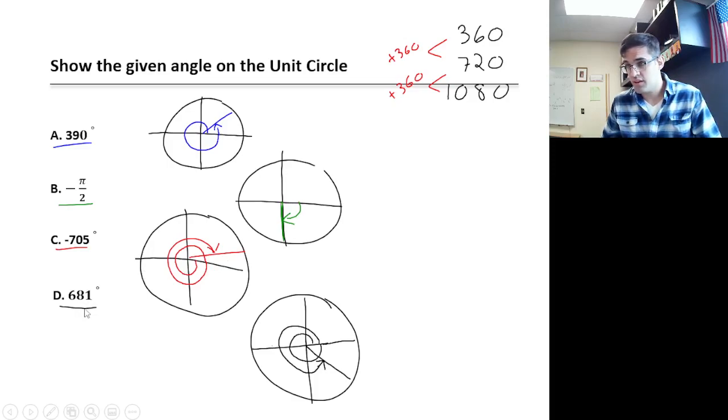681 degrees is about 39 degrees shy of 2 full rotations. So we'll go counterclockwise 1 rotation, and the second rotation will end about 39 degrees away from the second full rotation. So I guess you could say that 681 degrees is coterminal to negative 39 degrees.